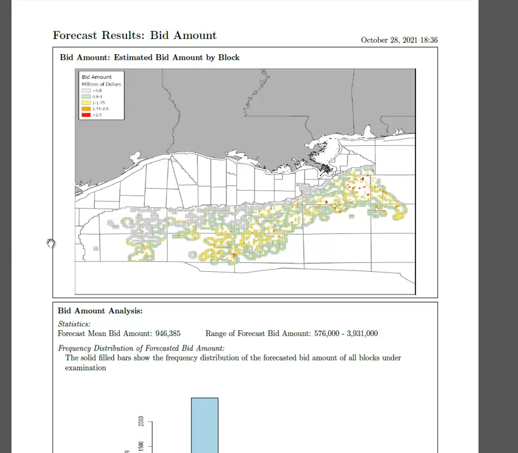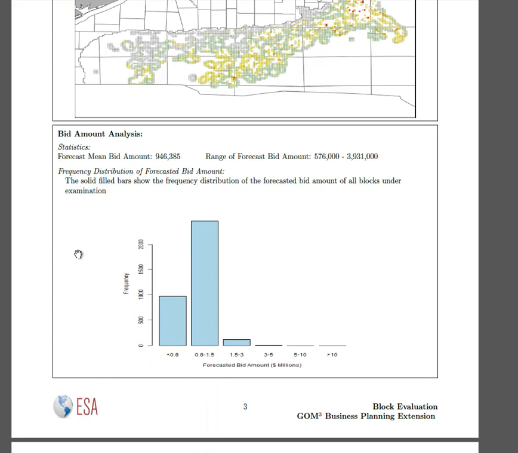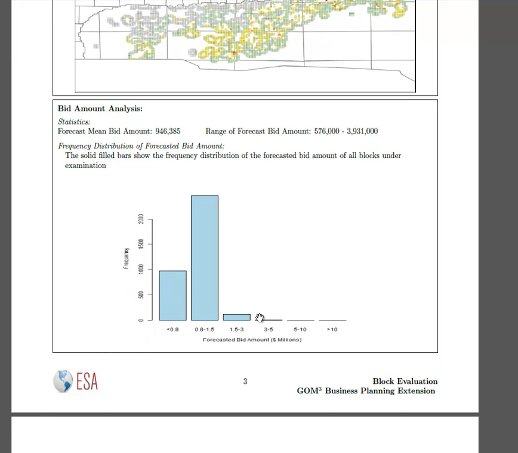Something similar for the bid amount in this case. The gray would be low bid amounts, and then the red would be high bid amounts. So you can see there how that plays out. We'll give you our distribution of our forecasted bid amounts. This is pretty standard stuff. Normally you're going to see a lot in the $800,000 to $1.5 million range, but it can get up there.